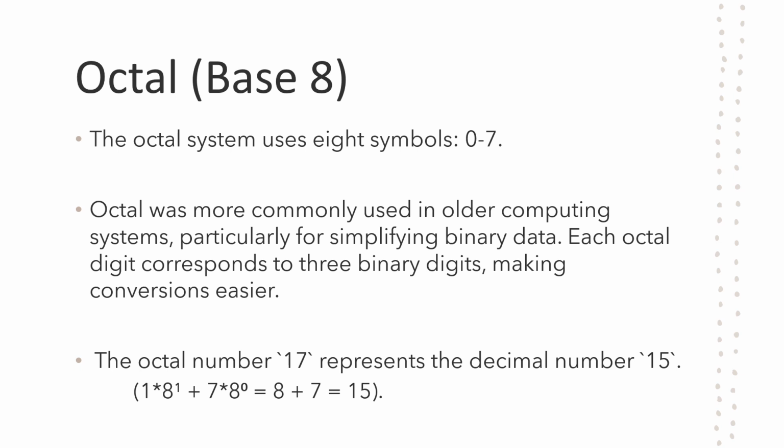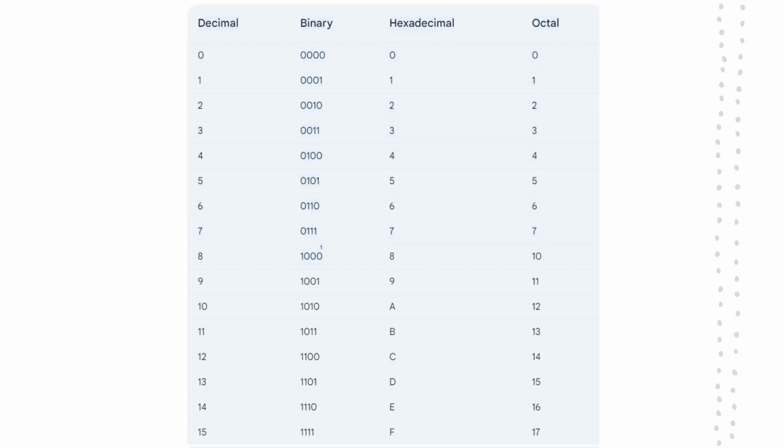The tables put it into perspective. So if we look at the tables and we take a look at decimal, 0 is going to be 0 across the board. So this is a 4-digit binary conversion table. If we look at 1, 1 in 4-digit binary is represented by 0001. It's represented by 1 in hexadecimal. It's represented by 1 in octal.